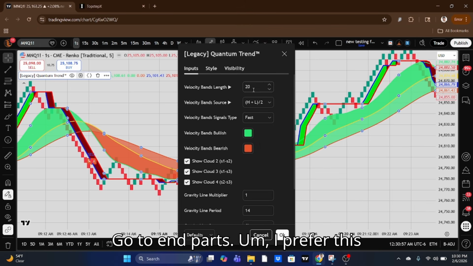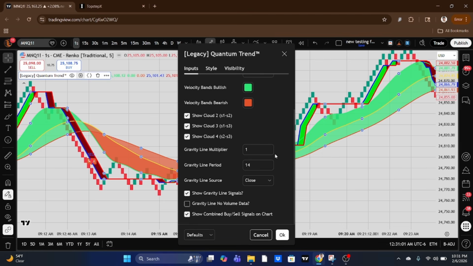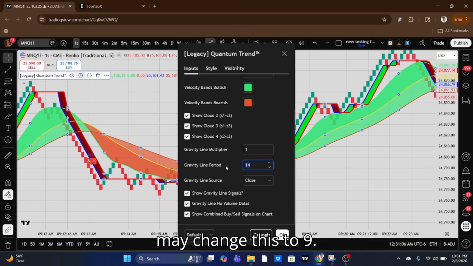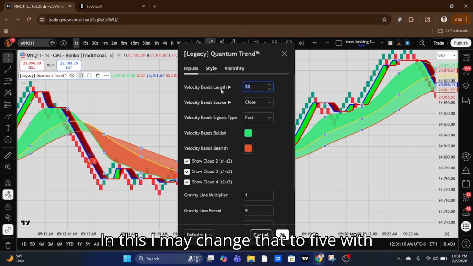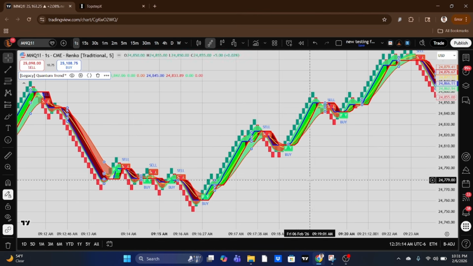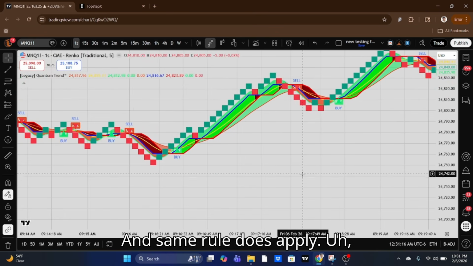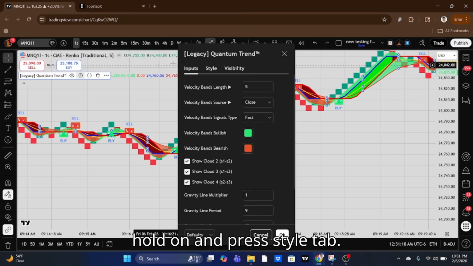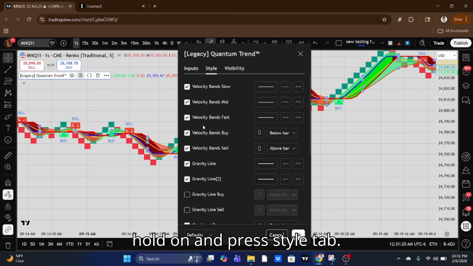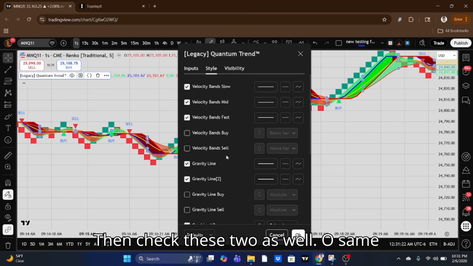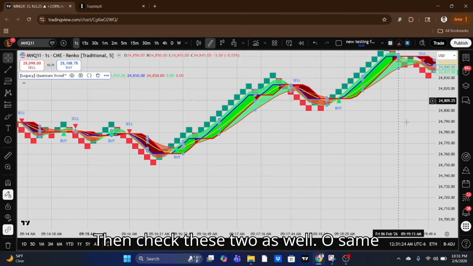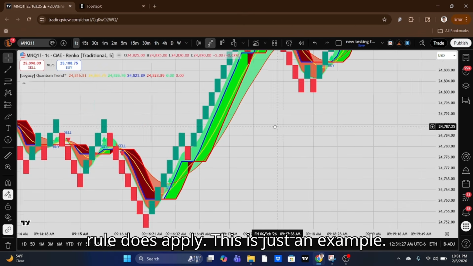Go to inputs. I prefer this to be on close. Gravity line period, I check this. I may change this to 9. In this, I may change that to 5 for the velocity bands. And the same rule does apply. Oh, hold on. Input style tab. Uncheck these two as well. So the same rule does apply. This is just an example.